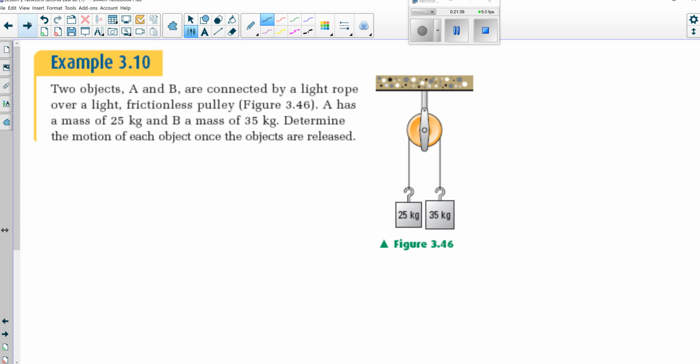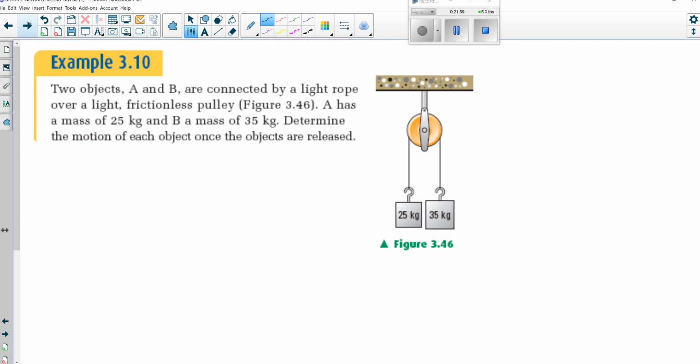So we want to determine the motion of each object once the objects are released. Basically, they want the acceleration of the system. I can apply the directions after. I know the magnitude of their accelerations is going to be the same.